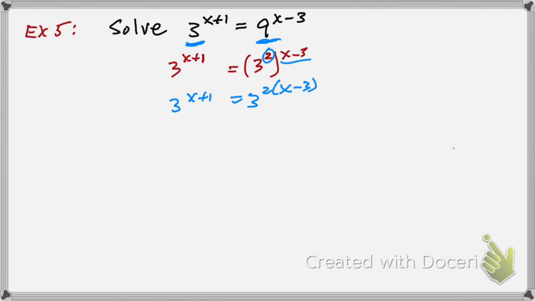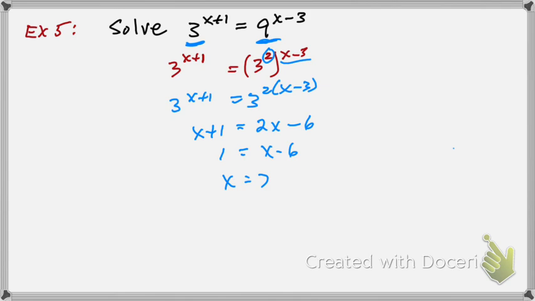Don't forget you got to distribute that 2 across that whole exponent on the outside. Where are you going to mess up? You're going to say 2x and then just leave the minus 3. So don't do that. So I know now that x plus 1 equals 2 times x minus 6. I subtract x from both sides, I get 1 equals x minus 6. So x equals 7.